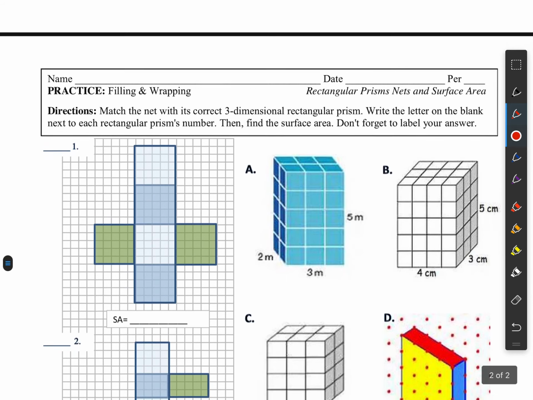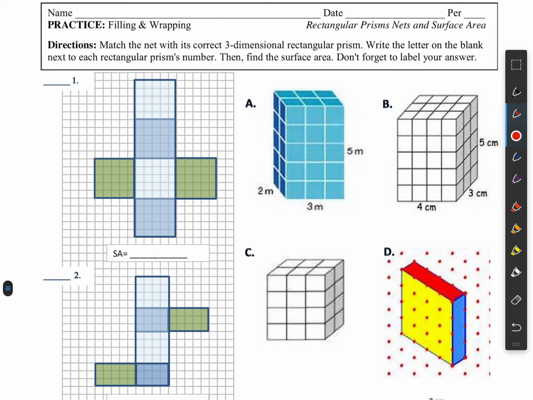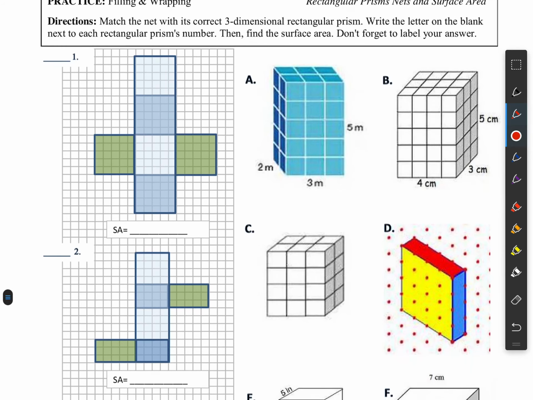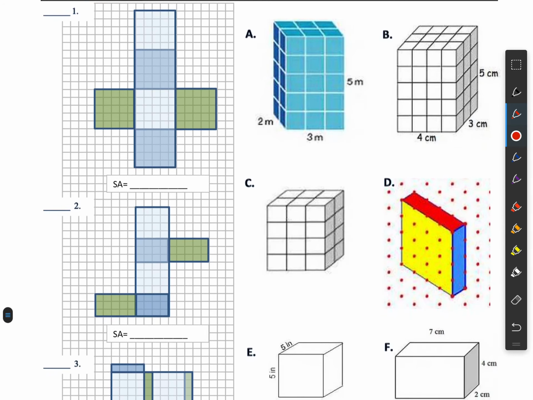Okay, so now on the next page, it looks like we are starting with the nets and then we have to match it to the rectangular prism. So just like we did before, if you have the nets, what you want to do is start by labeling them and then see what we can match it with.